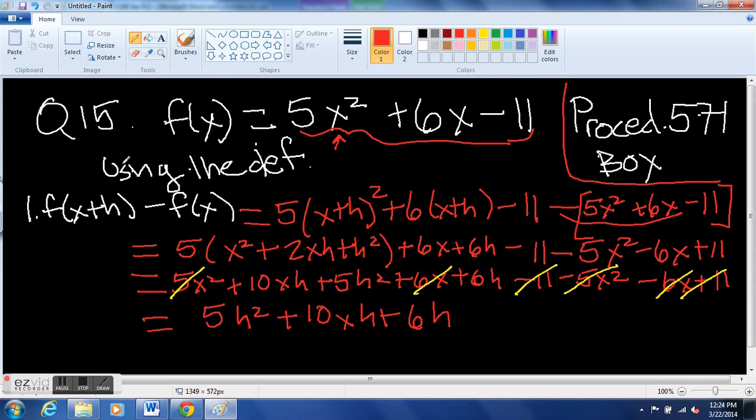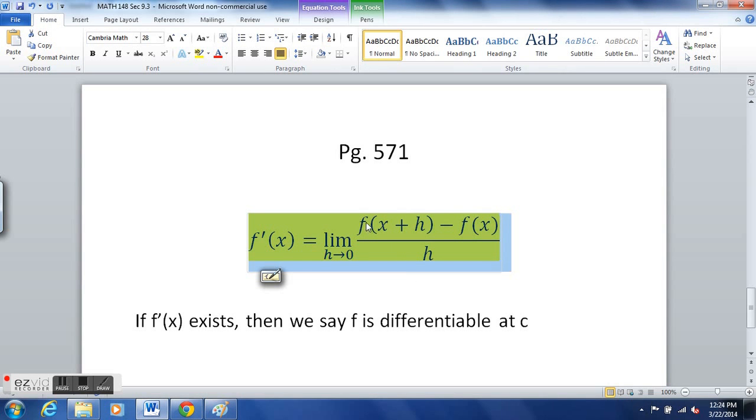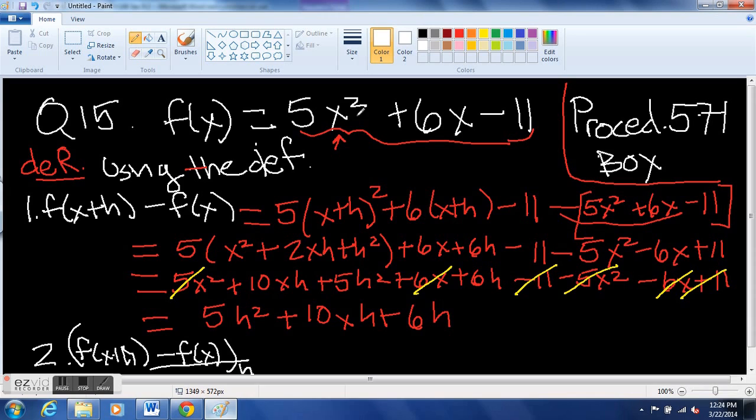Why are we doing this? What have we done? Again, the big goal here is to find the first derivative using the definition. So first we found f of x plus h minus f of x. Now step number 2: we want to divide f of x plus h minus f of x by h. Why would we do that? Well, if we look at this definition, we're finding this part, f of x plus h minus f of x divided by h. We're kind of closing in on it. So we're going to take this whole thing and divide it by h.